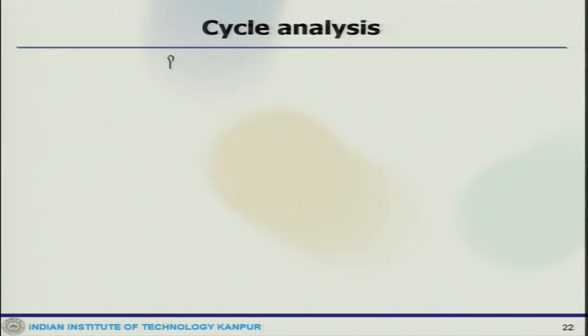So, we will get P06 as P05 into 1 minus T05 by T06 eta HPT, raised to gamma H by gamma H minus 1. Now, we will go to the LPT.